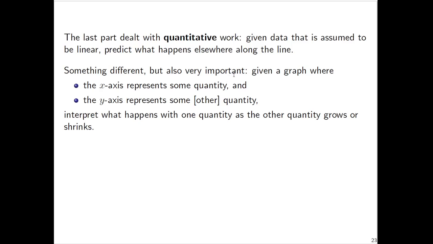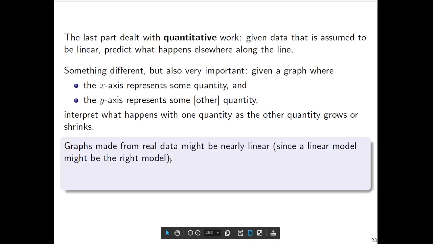And this is still very important, but it's a completely different idea. Let's say you're given a graph where the x-axis represents some quantity, some real-life thing, and the y-axis represents some other quantity. Then interpret what happens with one quantity as the other quantity grows or shrinks. So typically, you grow or shrink the x-coordinate, and then talk about what happens with the y-coordinate. And graphs, just to clear up how different this is from the last part we were just looking at.